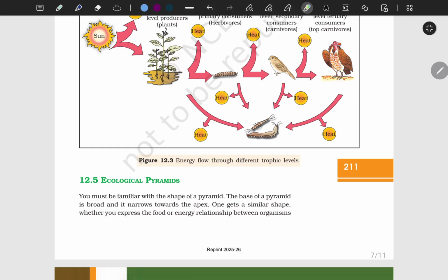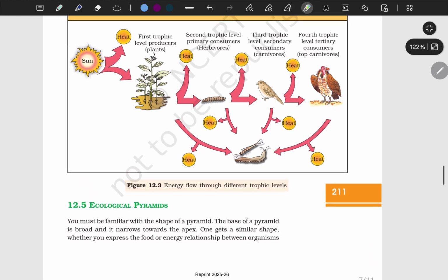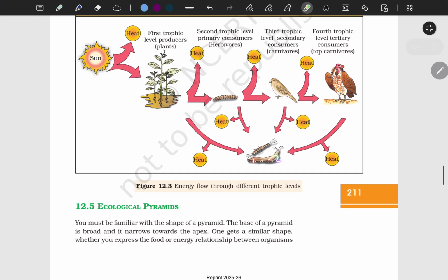So here the food chain can be like the earthworm, the herbivore, eaten by a snail. Here also only 10% of the energy flows. So now this will become the secondary consumer, or the third trophic level. This can also be at the fourth trophic level by eating the secondary consumer. This can be at the fourth trophic level also.